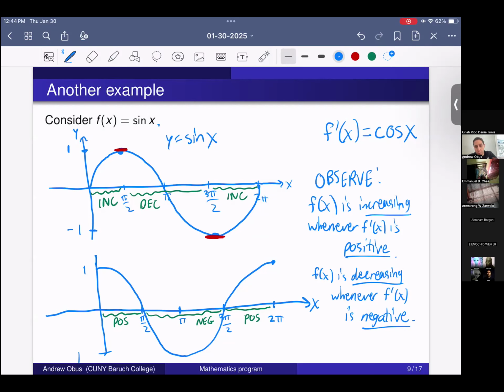All right, and this, of course, works for anything, but I wanted to just show it in this other example. All right, any questions about this example?